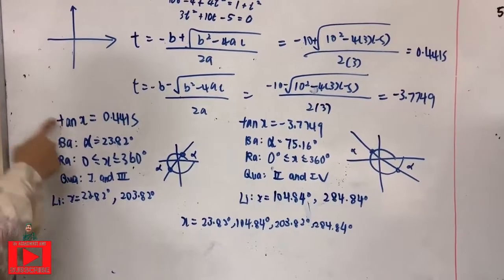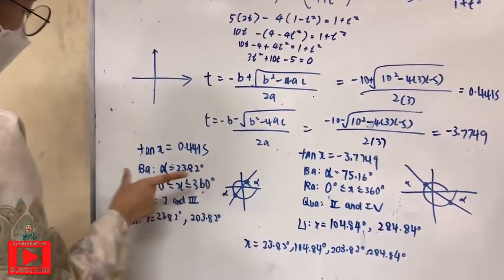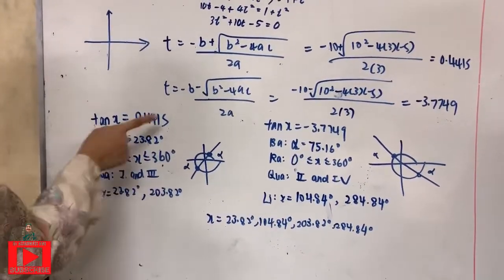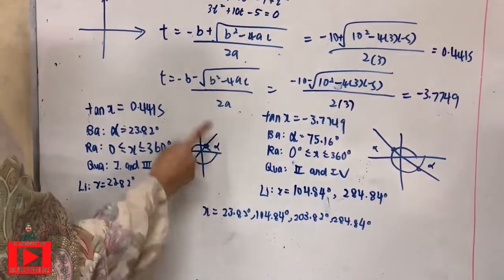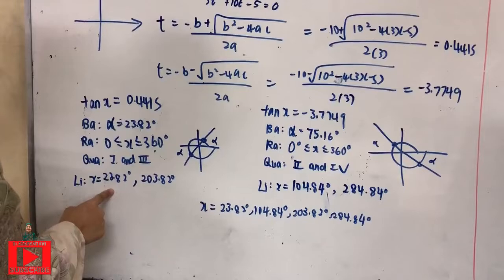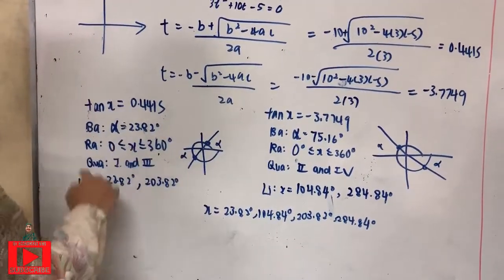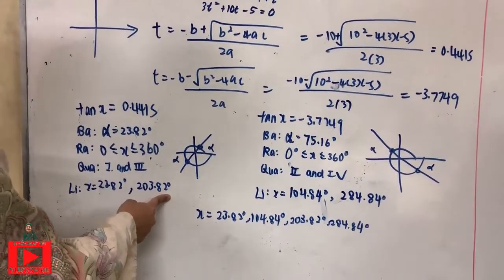The basic angle of this equation is 33.82 degrees, and the range is between 0 and 360 degrees. Quadrant, as we know, positive tangent will be located at quadrant 1 and 3. So the angle will be 33.82, and for this we can use 180 degrees plus the basic angle. So we'll get 203.82 degrees.